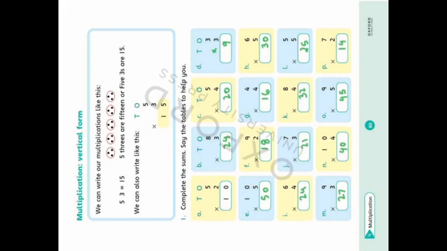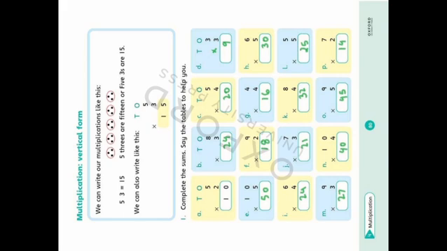The first example shows 5 times 3 equals 15. Let's look at A. It says 5 by 2. We already know that 5 times 2 is 10. So we write 0 under the ones and 1 under the tens. For B, we have 8 by 3. Let's count by 3s. 3, 6, 9, 12, 15, 18, 21, 24. So the answer is 24.